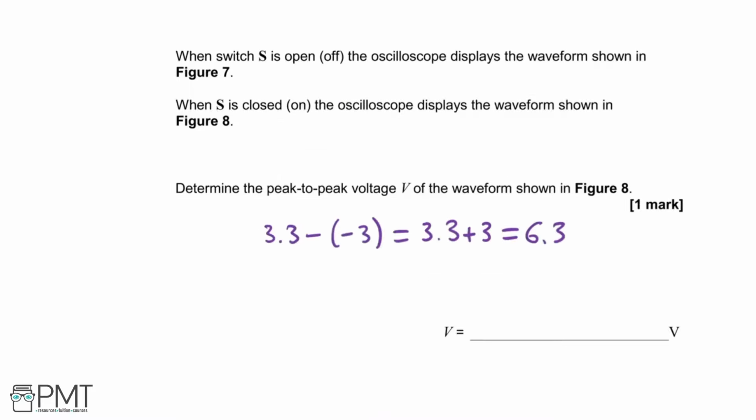So I've just written there the working that we would use to find this. It's the difference between the positive and the negative. So between plus 3.3 and -3, it gives us a difference of 6.3 volts, which we just write into that space. So nice, easy first mark.